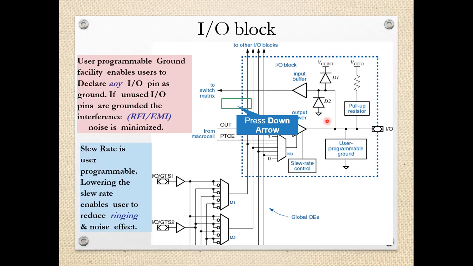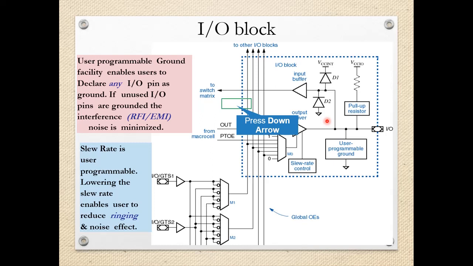The slew rate is user programmable, and lowering the slew rate enables the user to reduce the ringing and noise effect. The operating frequency of these CPLDs is around 200 gigahertz, and for that we can have the slew rate which is programmable. Through this IO block, all these facilities we can obtain: we can minimize the noise, we can reduce the ringing effect, we can have the programmable slew rate. All these things we can have.